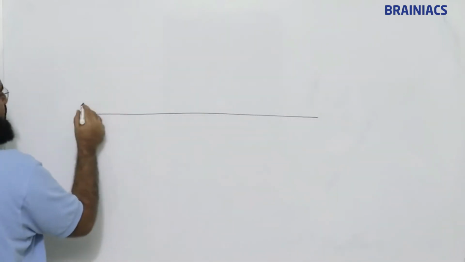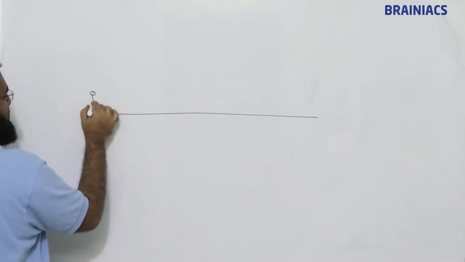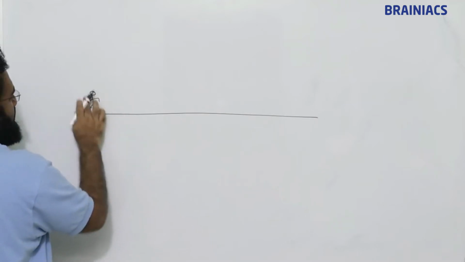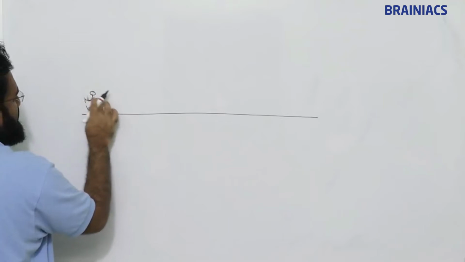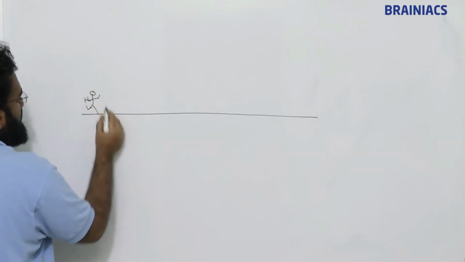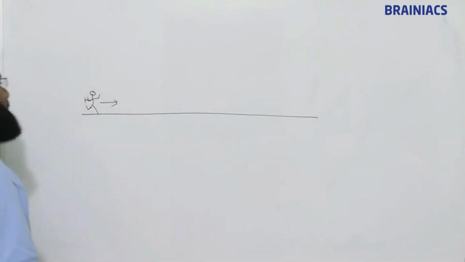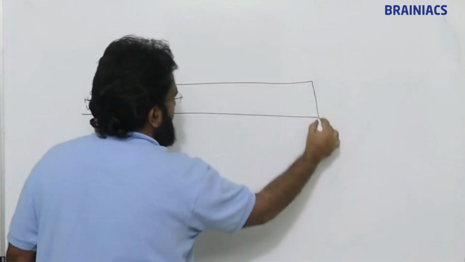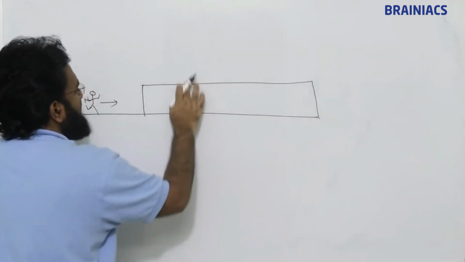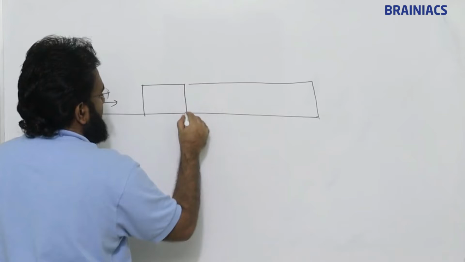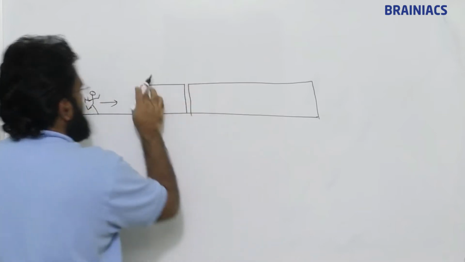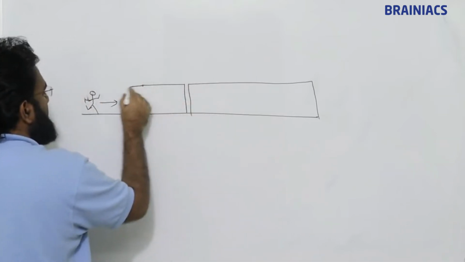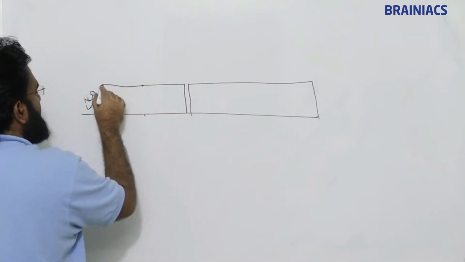Okay, so someone is running in this direction. Okay, so this is a curtain. In this curtain there is... okay, he is running.